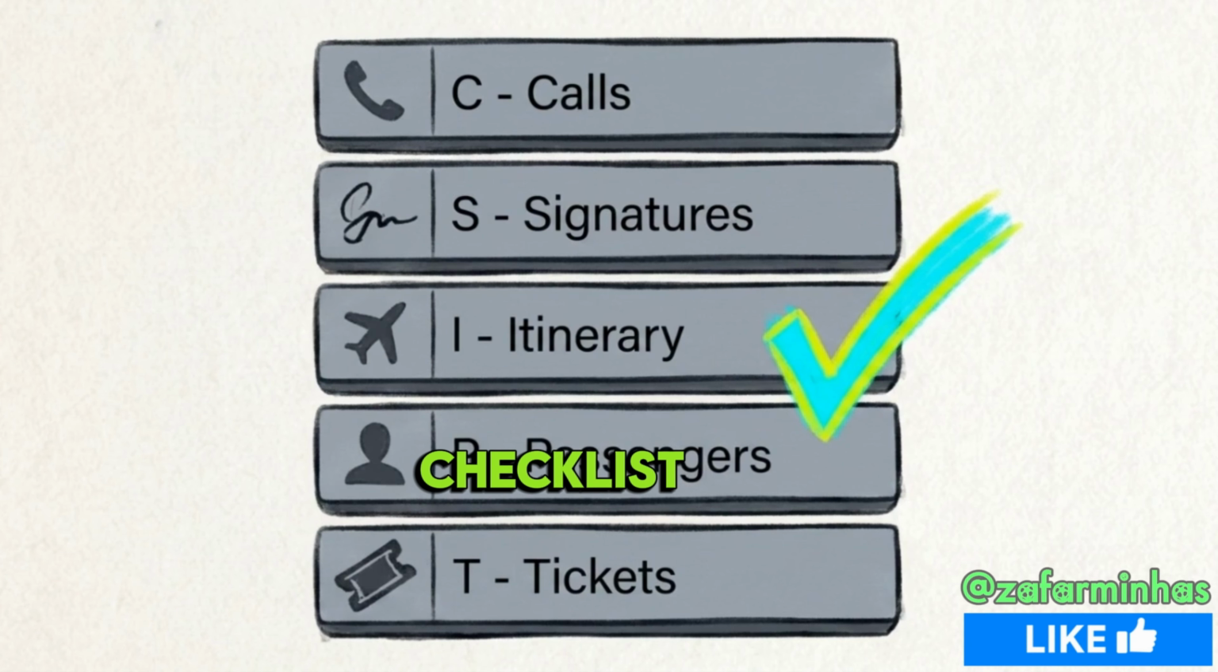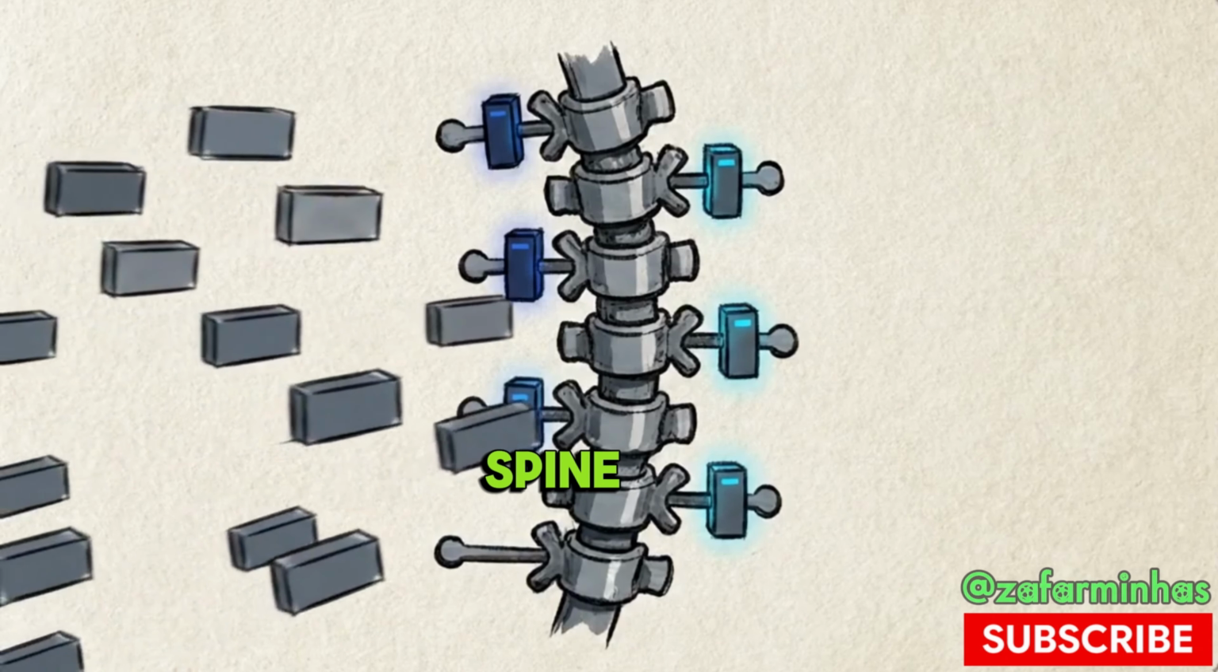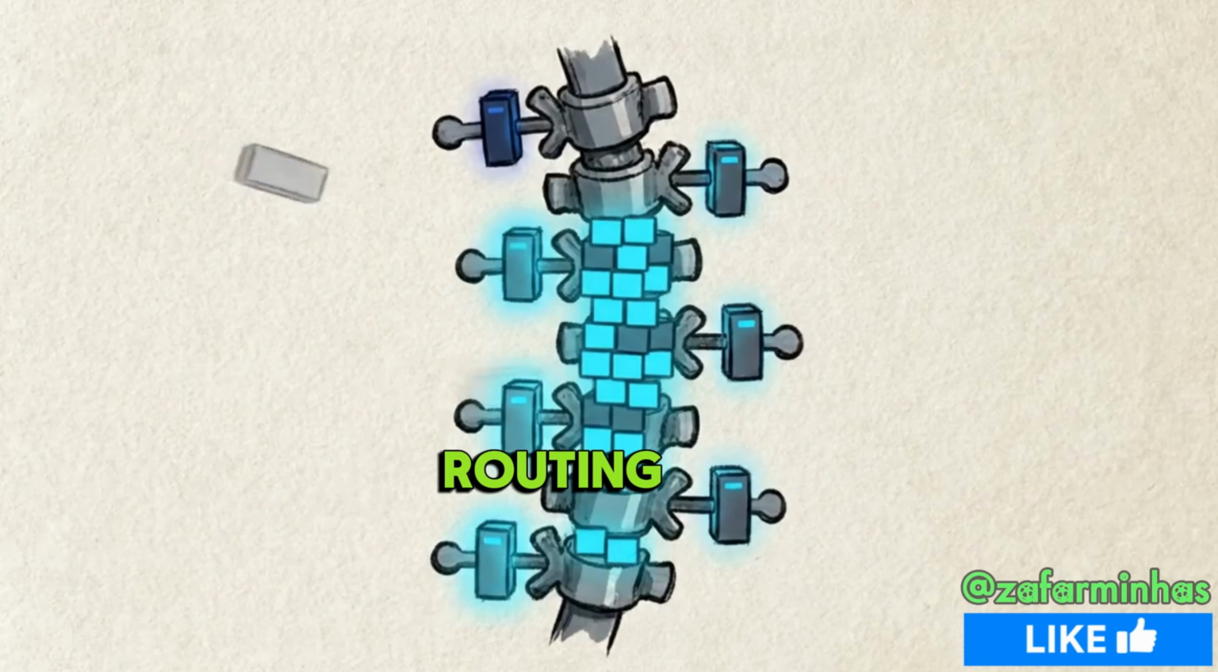Looking at our checklist, the I is now complete. We have successfully secured the flight segments. By locking in this itinerary first, you create the structural spine. Every piece of passenger data we add next attaches directly to this routing.